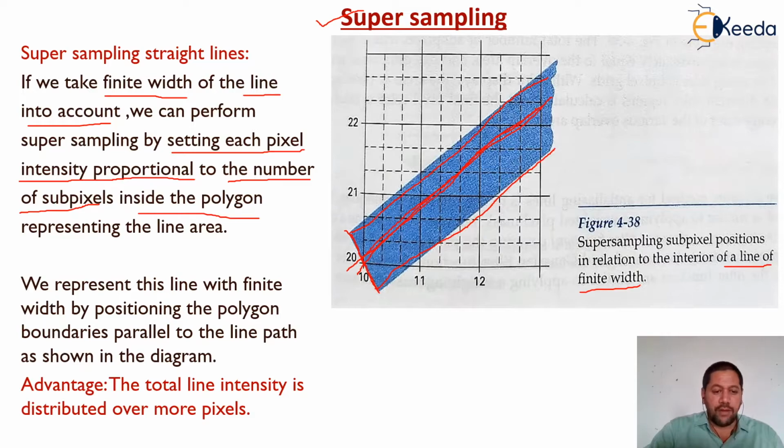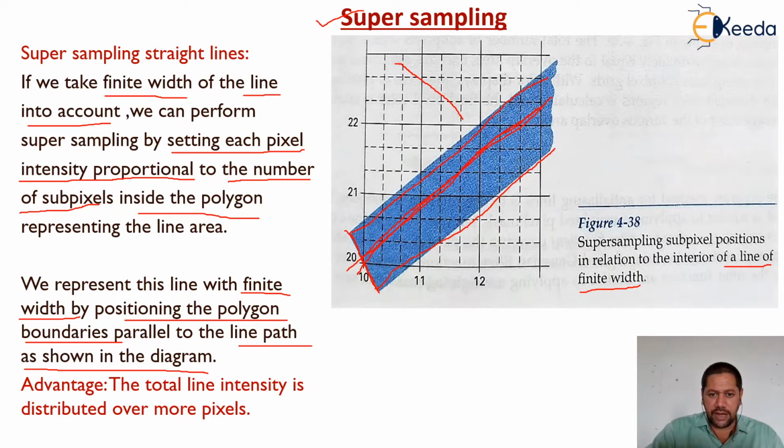Now what is the advantage? What will happen due to this is we represent this line with finite width by positioning the polygon boundaries parallel to the line path, as shown in this diagram. Positioning the polygon boundaries means the jagged, staircase effect of the line boundaries will be removed. So this is our purpose in understanding super sampling. Obviously in this particular grid, suppose my line is like this.